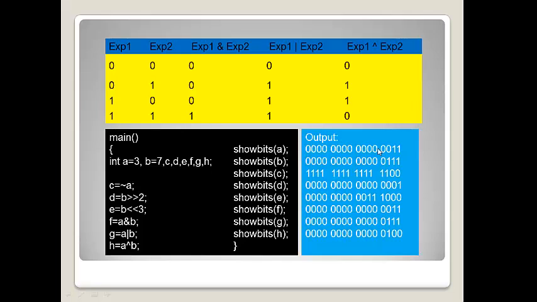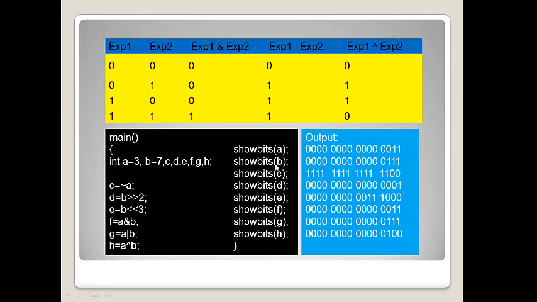This is the equivalent binary because showbits is a function in this program. It shows the binary form of the value. So showbits of a, where the value of a is 3, shows the binary form. Since it is an integer, it displays 16 bits. All are 0, and the last two are 1 1. It is equal to 3, the binary form of 3.